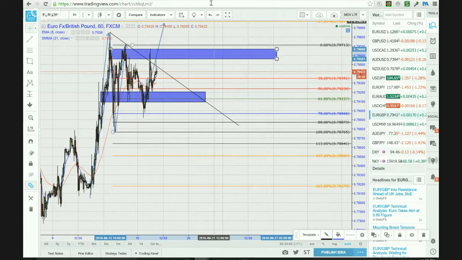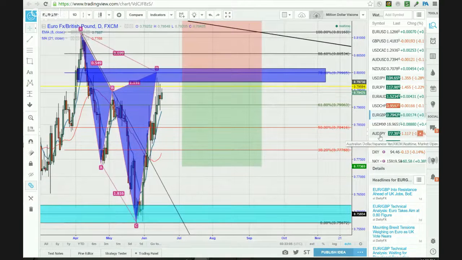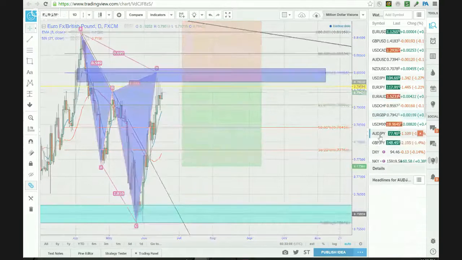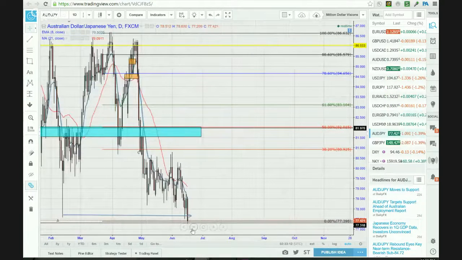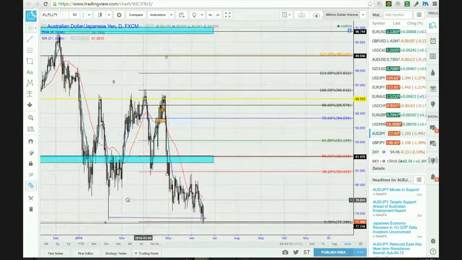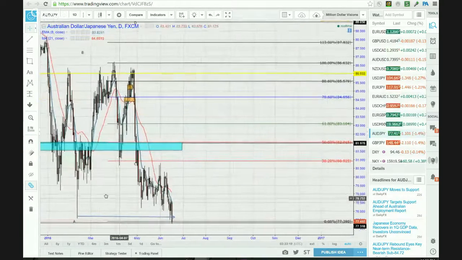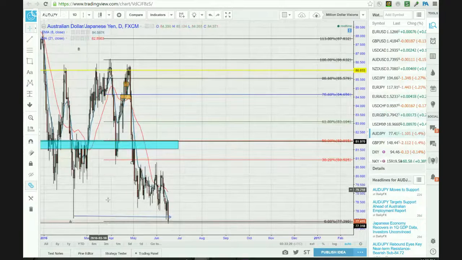Let's go to another pair. So we're looking to see what AJ is doing. I know a lot of people like GJ, so I'll be sure to get to that as well. Right now, AJ is doing what the other yen pairs are doing, which is making lower lows. It's right here at our 0% level, actually.